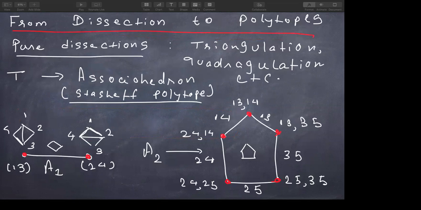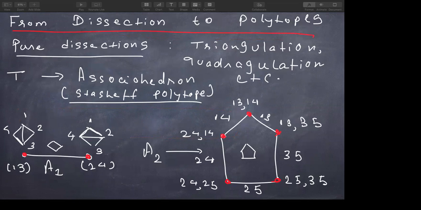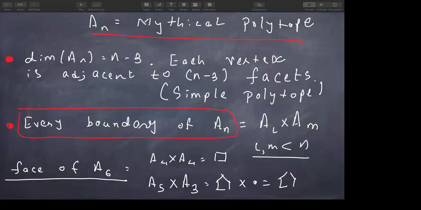Sorry, I should have called it A4 and A5. I apologize, I called it A1, A2. But if I look at A3, which I call A6 here, I just think of A1 as A4 because it's built from a four-gon, and A2 as A5. And if you look at the faces of A6, then you can only get a square, which is a product of two A4s, or a pentagon, which is a product of a pentagon and a point. But you can never get a face which is a hexagon.